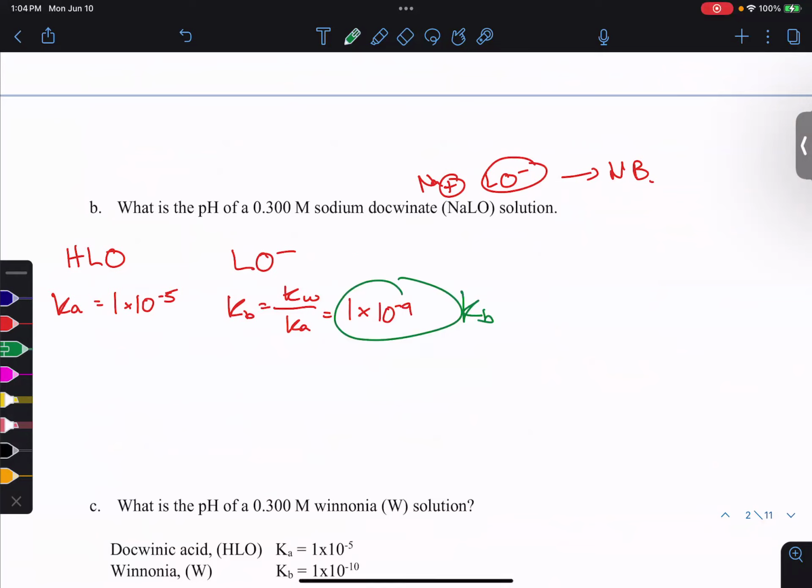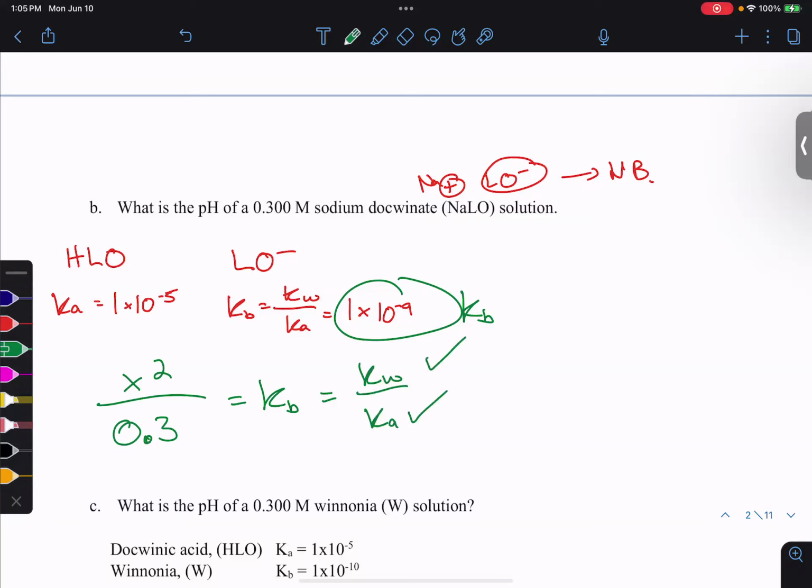So notice I put the conjugate base into solution. I need to use a Kb. I get that Kb from Ka. So when we do the ice table, we will end up with x squared over 0.3 again. When we use the approximation, we set that equal to Kb because docwinate is a base, but we got that from Kw over Ka. We know Ka, we know Kw. So we solve for x. Kb, I think, was 1 times 10 to the negative 9. I try to make the numbers easy so we don't have to do calculator stuff all the time. 1e negative 9 times 0.3, take the square root.